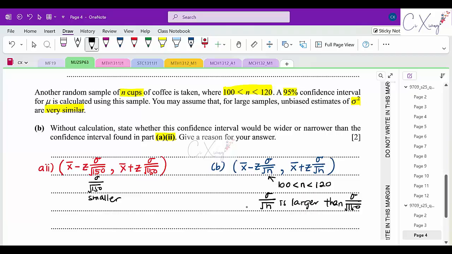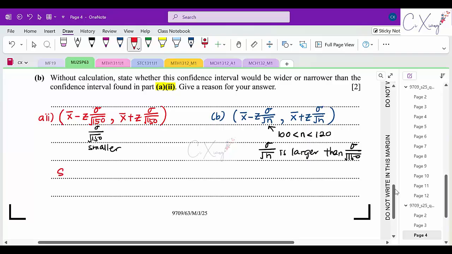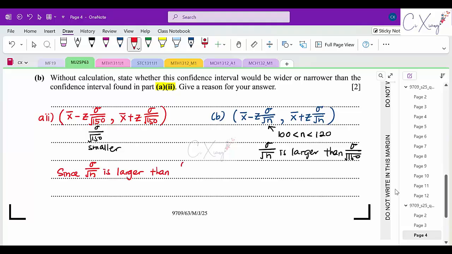Okay, then what will happen if, let's say, sigma over square root n is larger? So when you take x minus a larger value and x plus another larger value, you can see that the confidence interval become bigger, which is wider. We'll call it as wider. All right? So you can just try to explain in a way like this. Since sigma over square root n is larger than sigma over square root 150 from part A2.